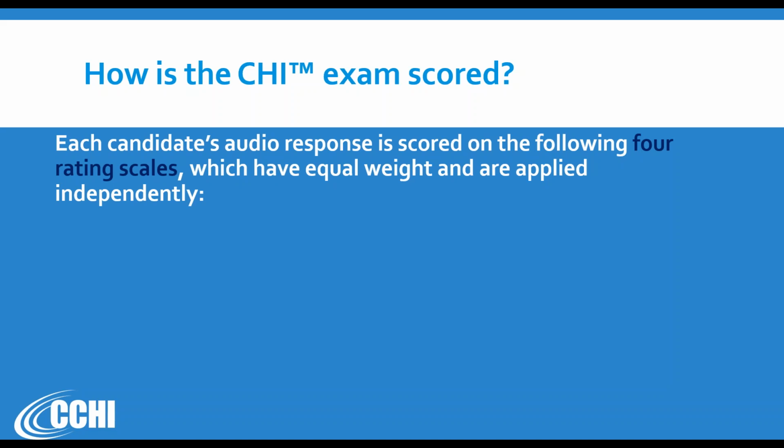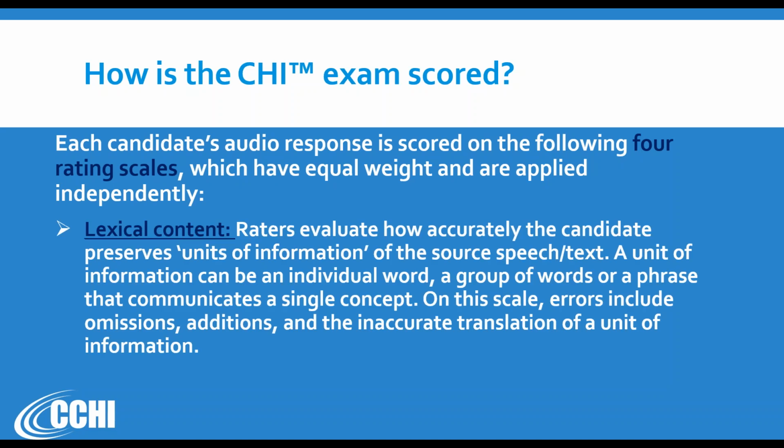Each candidate's audio response is scored on 4 rating scales. Each scale has the same weight. So what raters do, they listen to your response at least 4 times, sometimes more, and they put a score for each of the scales. One of the scales is lexical content. In other words, raters will be looking for how accurately you preserve the units of information of the source speech or text. And a unit of information could be a word, a phrase that communicates a single concept. And on this scale, the usual errors include omissions, additions, and inaccurate translations.